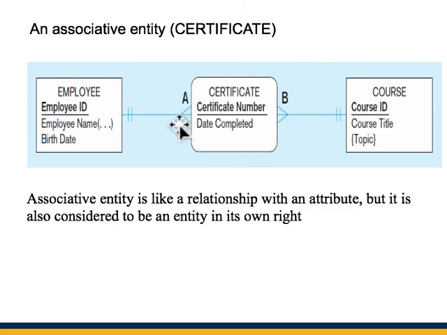And then based on whatever logic there is, the other side you can decide based on the problem at hand. Okay. So many-to-many cardinality is replaced by two one-to-many relationships. Okay.